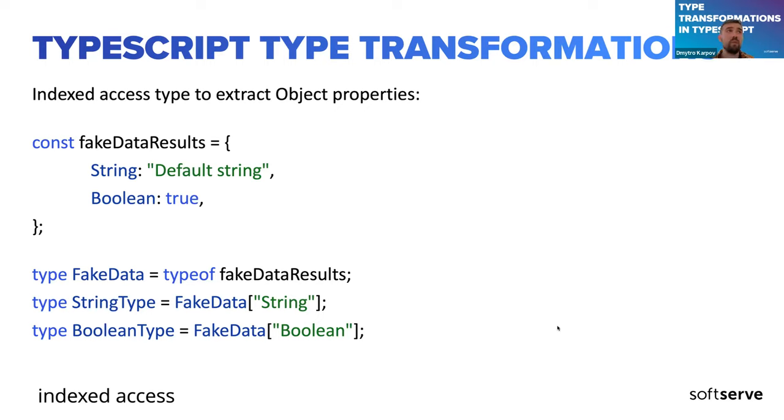Okay, let's hold for the moment. Now we are examining some advanced use cases of indexed access. We have the fake data result constant here as the main type source, and now we extract the type from the fake data result. In the line where we defined FakeData, we're basically saying, okay, I need the type of this fake data result. Now we can use this FakeData type to dynamically access the properties. You see, FakeData[string] is a string type, FakeData[boolean] is a boolean type, and I believe that we are covered with indexed access now.